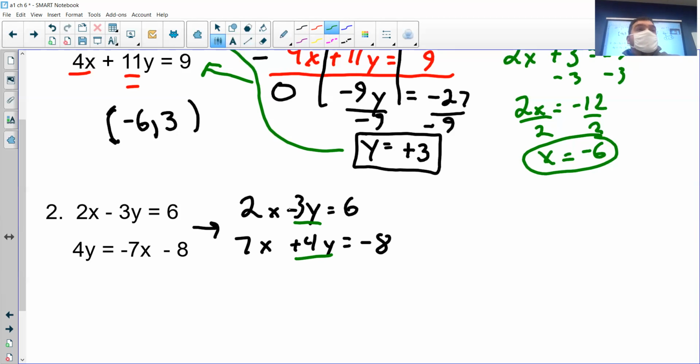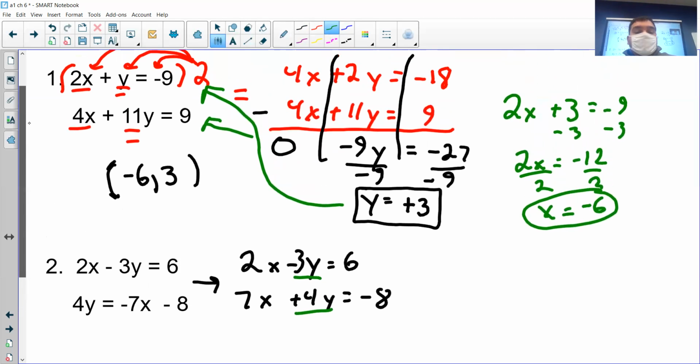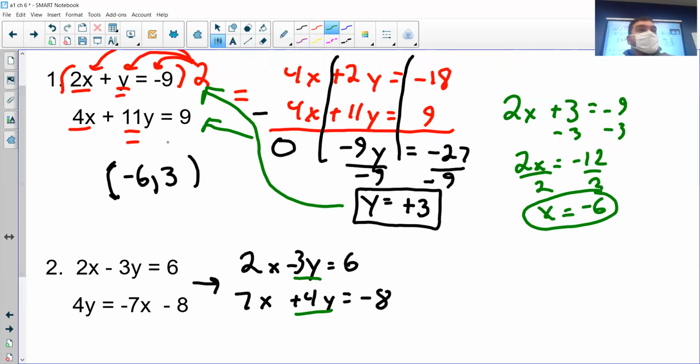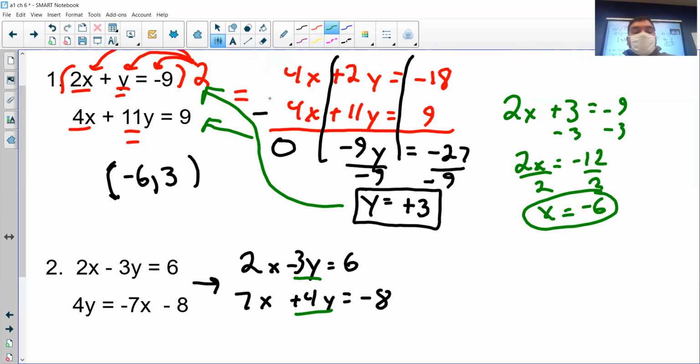Wait, Mr. Tobel. What up? Because you want 4 minus 4 to make it 0. So you got to do it. Yeah, it's 4 minus 4, which is 0. You see where it says -18 and 9? You did minus 9. Yes. 4 minus 4 is 0. So -18 minus 9 is -27.